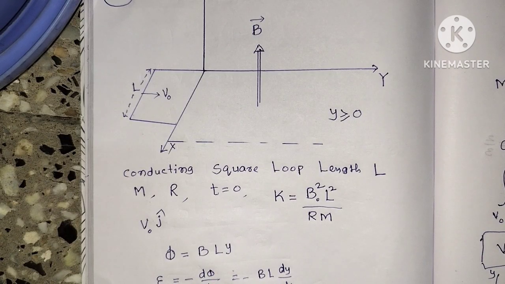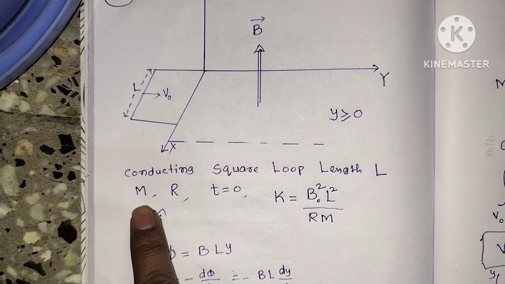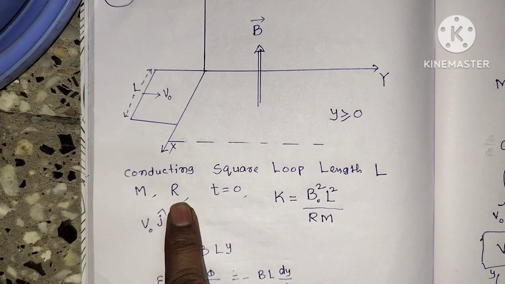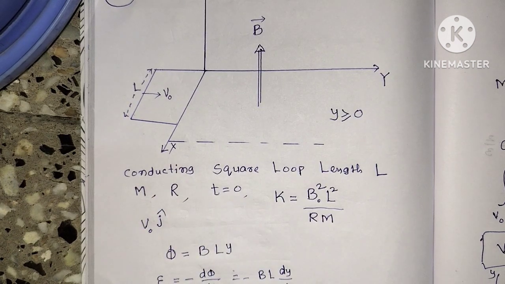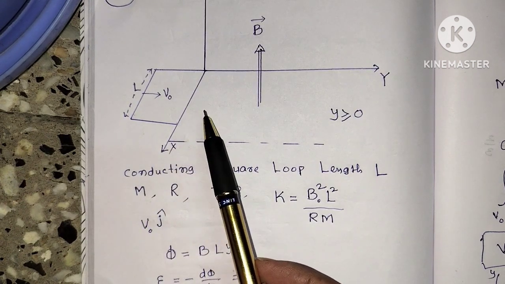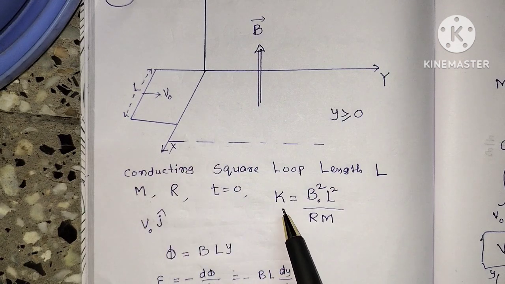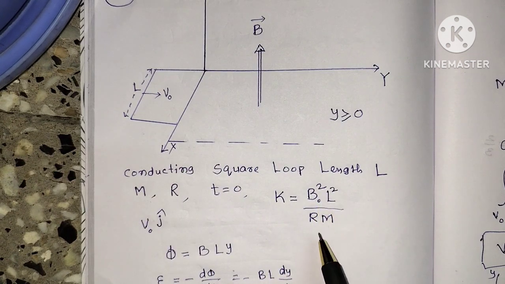The mass of the conducting loop is given as capital M and the resistance of the loop is R. At t equals 0 it enters into the magnetic field region. One more piece of information is given, a constant k equal to B0 square L square by R into M.